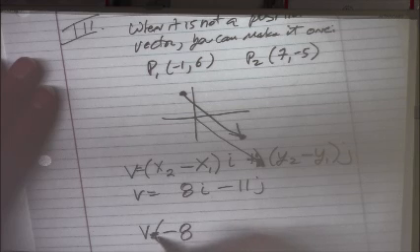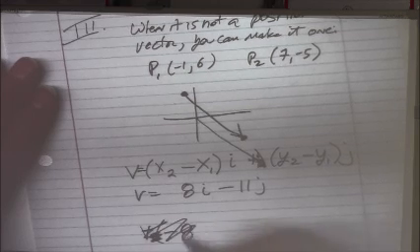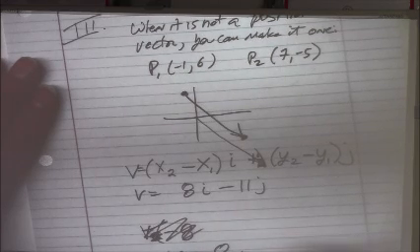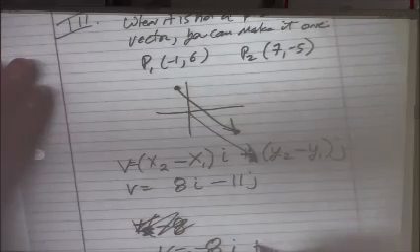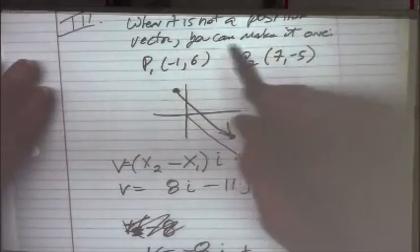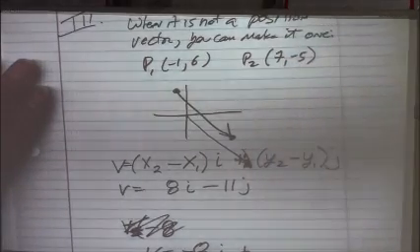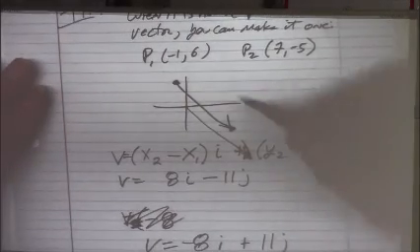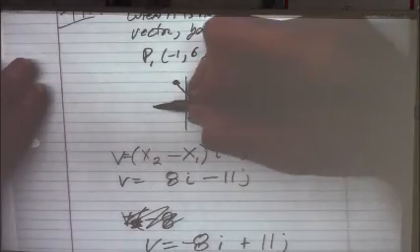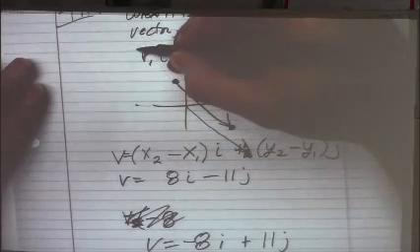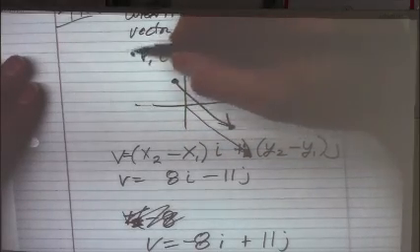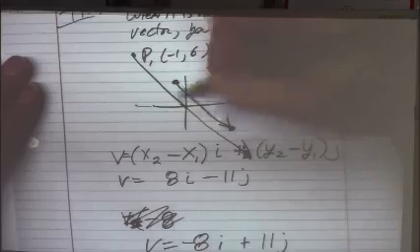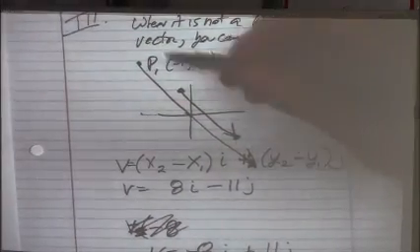And actually, I don't even need v equals -8i plus 6 minus a negative, or plus 6 plus 5, is going to be 11j. What that's going to do is I'm going to go over -8 and up 11. Okay. Well, it's like the same line.